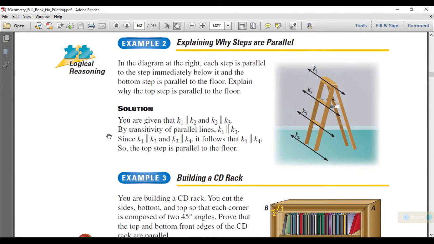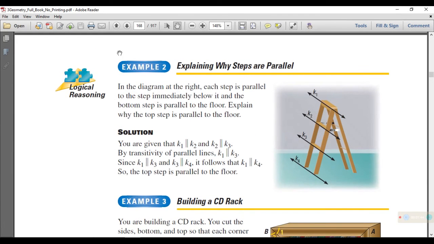Now, let's focus on example 2. Puro tayo real life situations. Explaining why steps are parallel. This is also similar to the oars. Ano lang yung pinagkaiba niya? Imbis na 3 lang yung i-compare, meron na tayong 4 na elements.